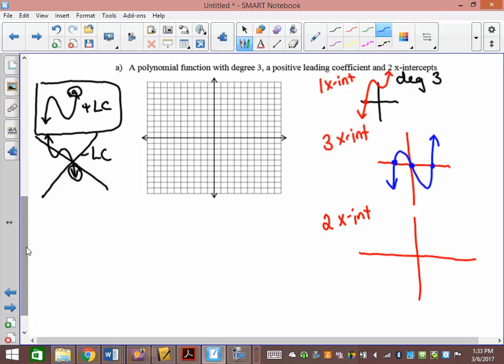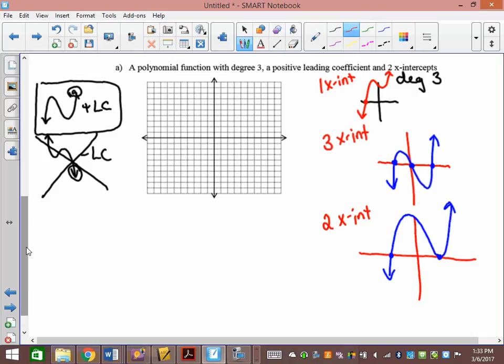So you could go through it and then bounce here. Paying attention? You guys, you could get 2 x-intercepts this way. You could go through and then you could bounce here, and you have 2 x-intercepts. This is called the point of tangency when it touches in one spot and bounces.